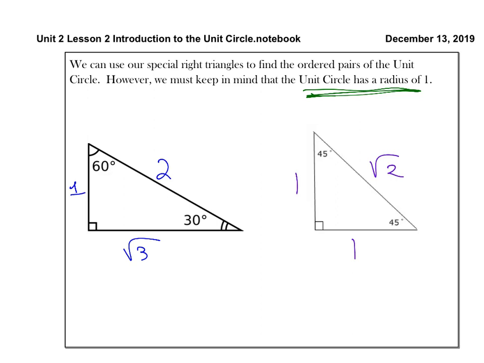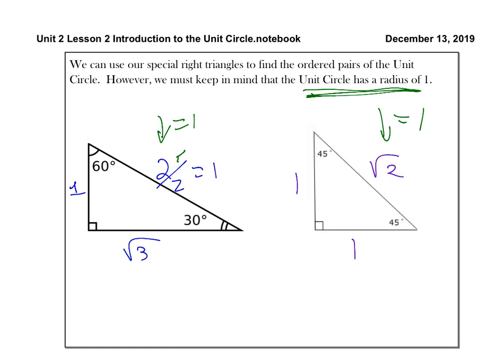The radius has got to be 1. All right? So that means that this and this have to equal 1. So what does that mean? That means that I've got to make this 1. So how do I do that? Well, on the 30, 60, 90, all I have to do is divide by 2.